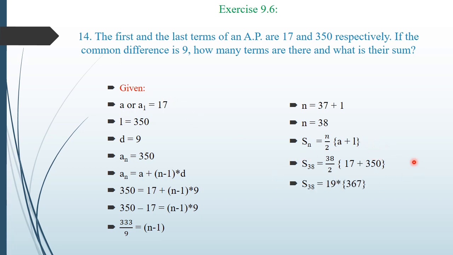Substituting all these values and simplifying, S38 is equal to 38 divided by 2, that is 19, into 350 plus 17, that will give me 367. Performing this multiplication, I'll get the answer as S38 is equal to 6973.